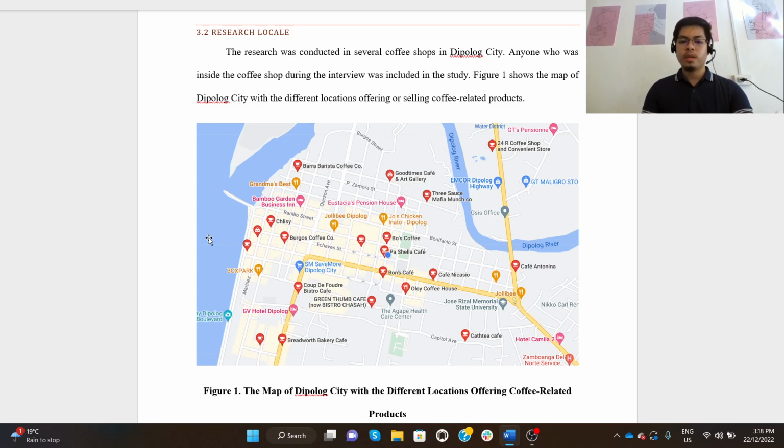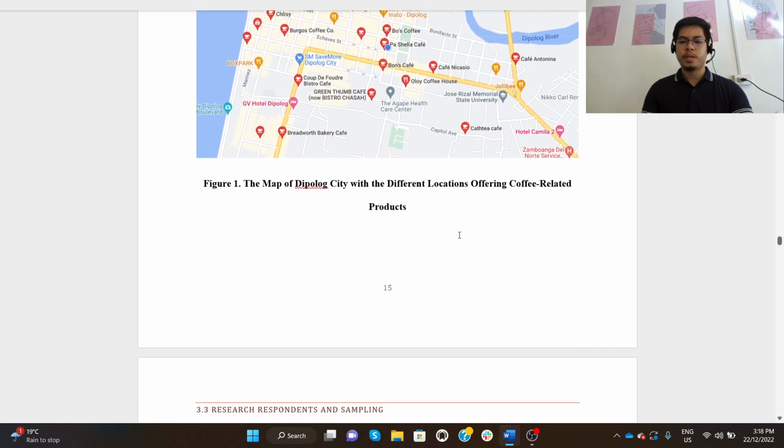We have the Boss Coffee. We have Bara Barista. I don't know if you can read through this map. Yeah, so I will just explain it further. So the research was conducted in several coffee shops in Dipolog City. Anyone who was inside the coffee shop during the interview was included in the study. Figure 1 shows the map of Dipolog City with the different locations offering or selling coffee-related products.